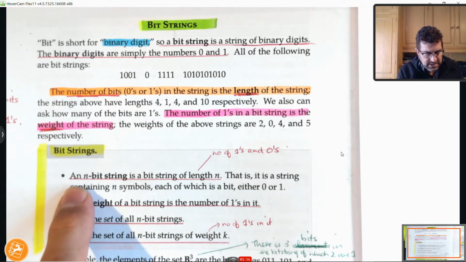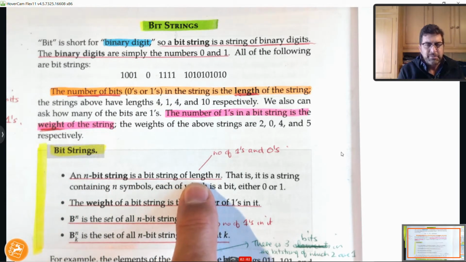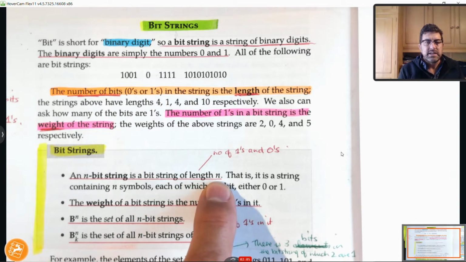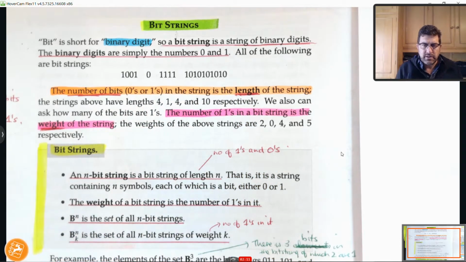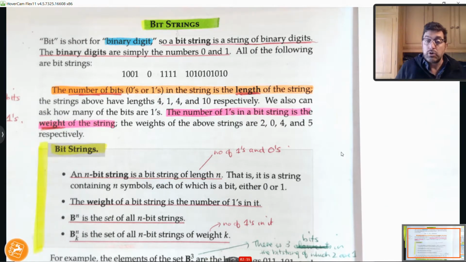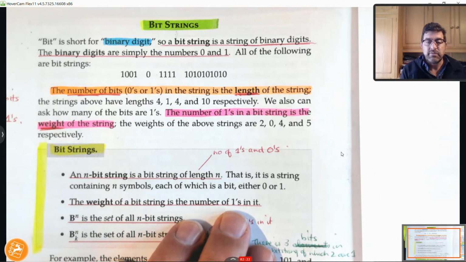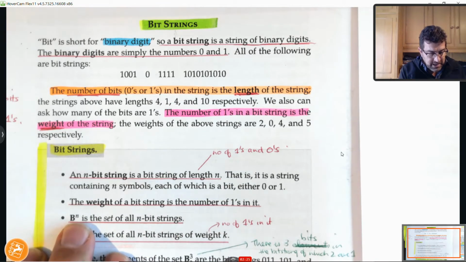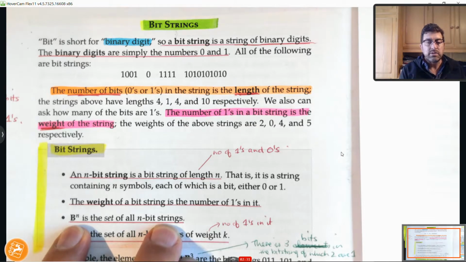So for bit strings, an n-bit string is a bit string of length n. It has n symbols put together to form the bit string, each of which could be a 0 or a 1. The weight of the bit string is the number of ones that we find in it. B with the n at the top is the set of all n-bit strings. So if I want bit strings that have a length of 4, then I will write it as B with a 4 at the top.